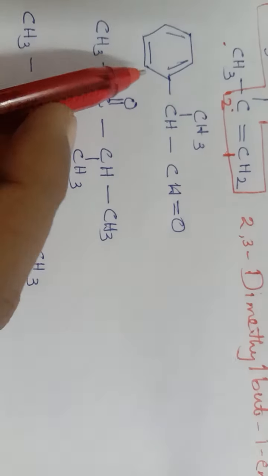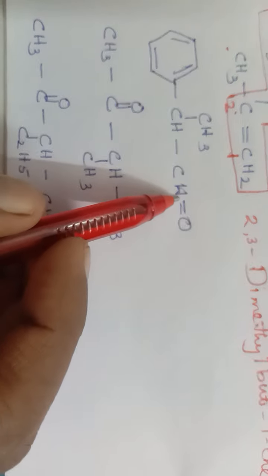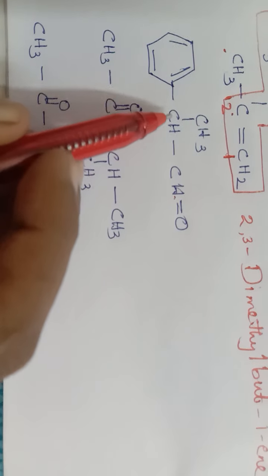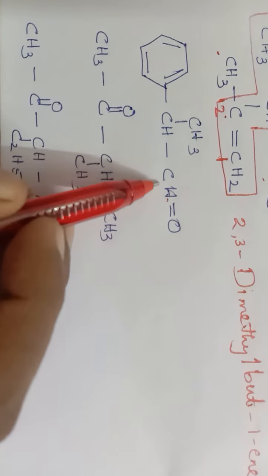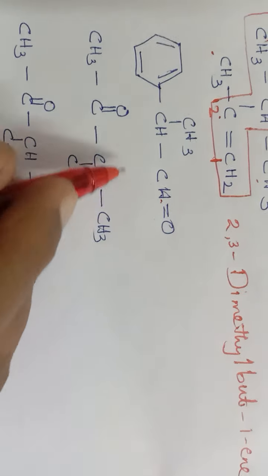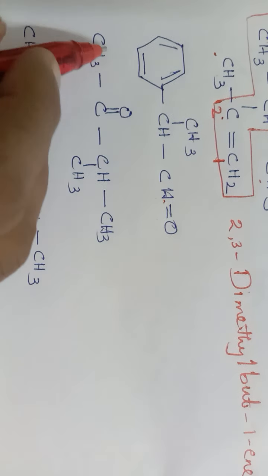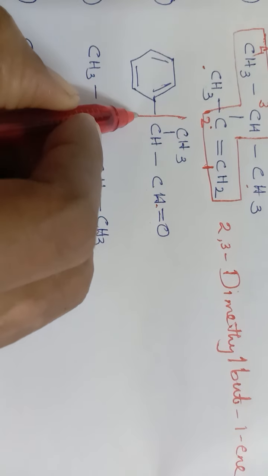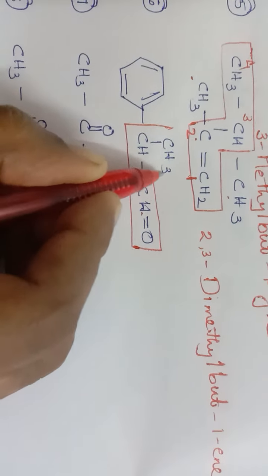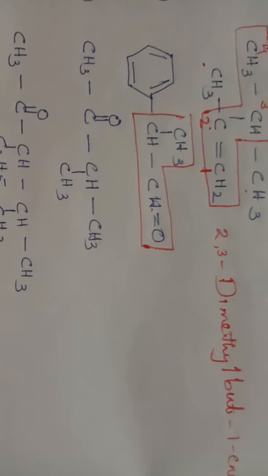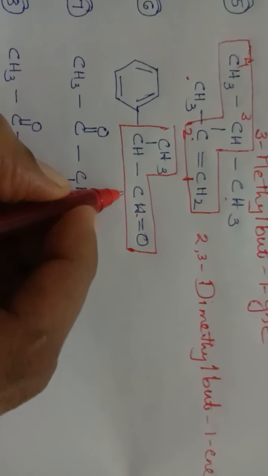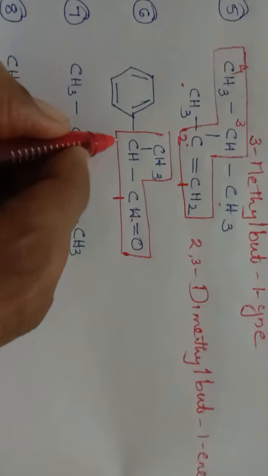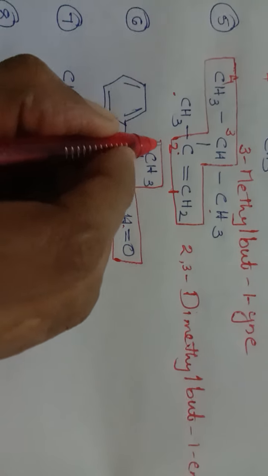Next compound, we have a benzene ring, CH3CHO, aldehyde. When a benzene ring is attached to a carbon chain containing a functional group, aldehyde is the functional group. Phenyl group is considered as a branch or substituent. And this parent chain is this one. This is the parent chain. And the aldehyde carbon atom is given number 1. 1, 2, 3.